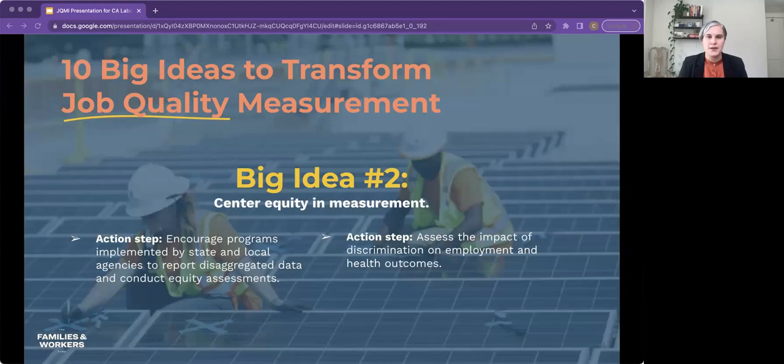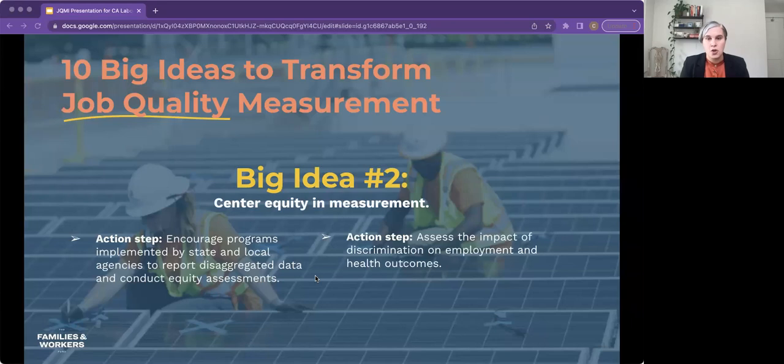Big idea number two is to center equity in measurement. To address racial and gender disparities in job quality, we need disaggregated data that exposes gaps and enables systems to actively tie strategic investments to more equitable outcomes. The federal government is already making really great progress in this area, but there are ways we can build on their early wins.